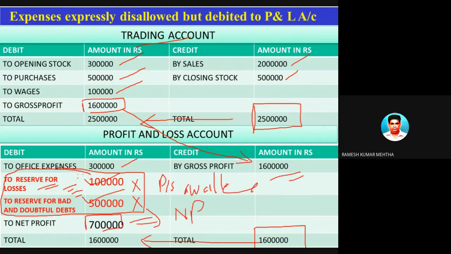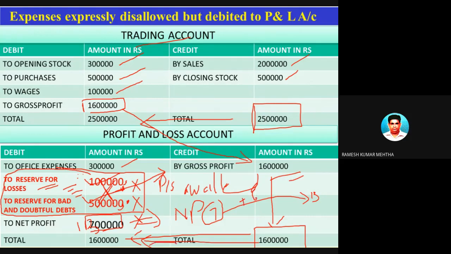If I remove these two expenses, what will happen to the profit? Let's look at what is going to happen. What is the real profit? This is the wrong profit, which is 7 lakh rupees, and let's find out the right profit. 16 lakhs is carried here, 16 lakhs is carried here, and I have removed these two expenses. The profit is now 13 lakh rupees. So from 7 lakhs it has become 13 lakhs. So what should be done to the wrong profit? These two items, 1 lakh and 5 lakhs, which are not allowed on the debit side of profit and loss account, which is 6 lakhs, should be added.